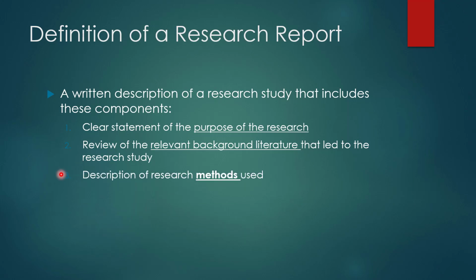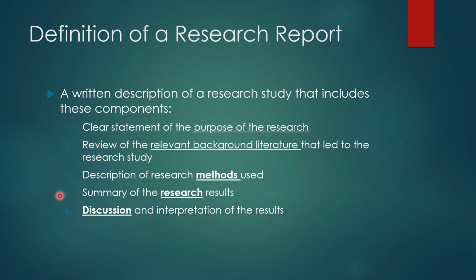Description of the methods that are used. We'll come back in the second half of the semester after you design your experiment, and you'll provide me a methods section for your paper. A summary of the research results. So again, towards the end of the semester, after you've completed your experiment, you'll come back and provide me with a results section. And then you'll have a discussion section where you interpret the results. So we start off with our introduction, then we have our methods, our results, and our discussion section. Now, you also are going to have an abstract that will go before, and that you'll do at the end of the semester, and then you'll have your reference section at the end.